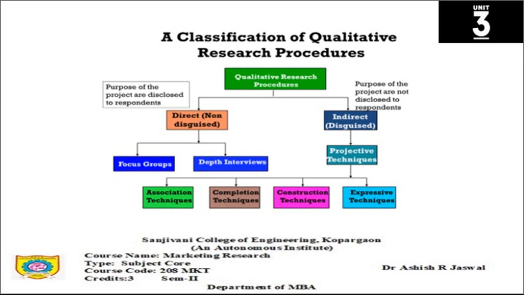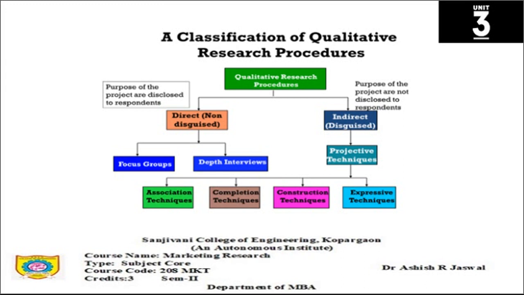Why I am carrying out research, what information would be required, maybe that is very well communicated to the respondent from whom we are going to collect a response. In case of indirect, disguised form, the purpose of the project is not disclosed to the respondents. Further, if the purpose is disclosed, it is further categorized into focus group and depth interviews. While in case of indirect disguised, you have projective techniques which come into picture.